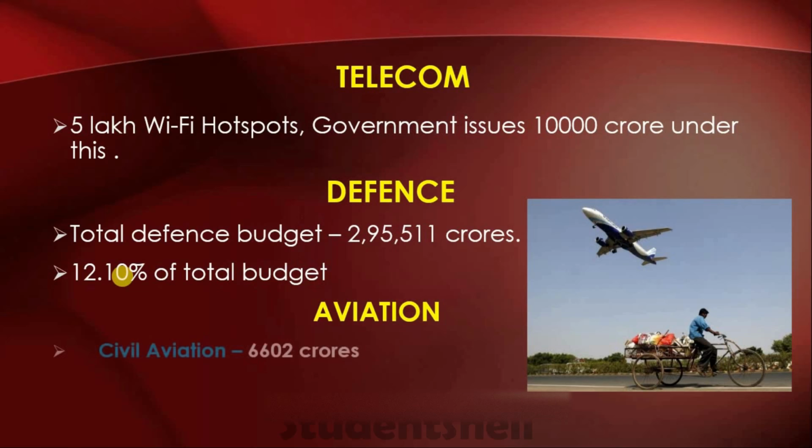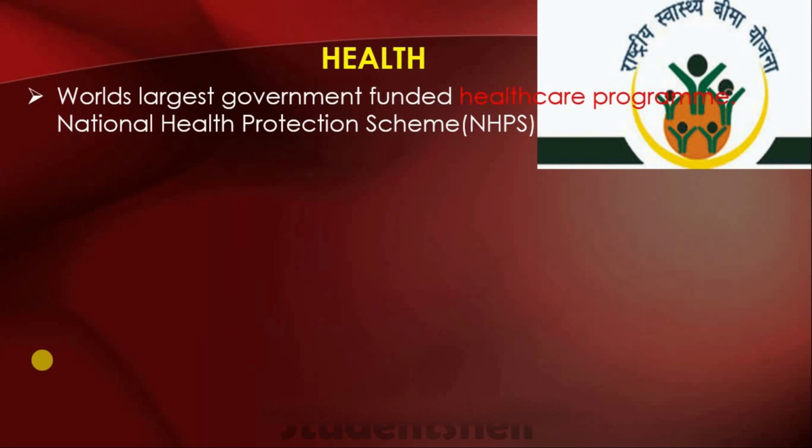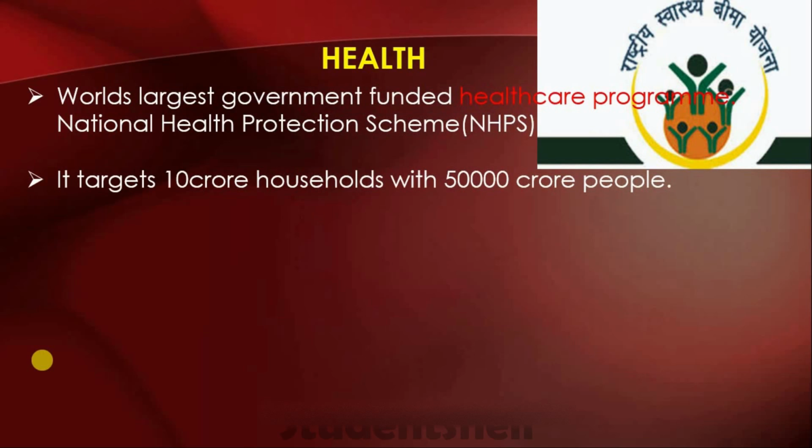Next, aviation. Civil aviation has been allocated 6,602 crores, but 2/3 of that, approximately 4,500 crores, will be used for buying 2 new aircrafts for VVIPs. And apart from this, approximately 90 to 100 crores is given for the renewal of airports. The government introduced world's largest government funded healthcare program, that is NHPS, National Health Protection Scheme, or it can be dubbed as Modi Care. So its main objective this year would be, it targets 10 crore households with 50,000 crore people.